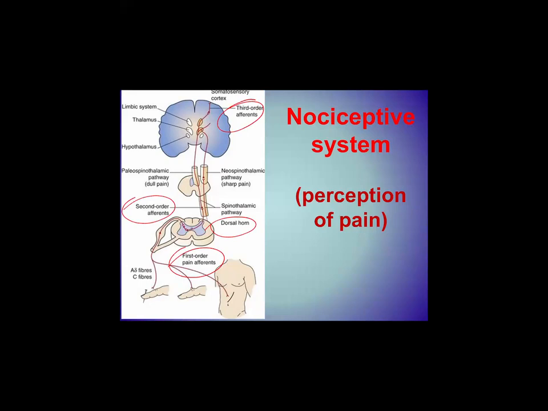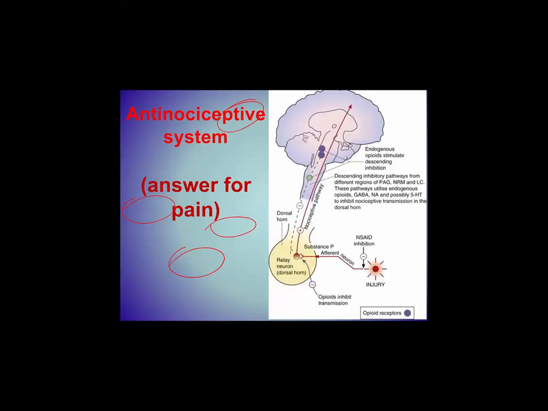And at the same time, the antinociceptive system is involved. In the antinociceptive system, we have opioids. Opioids inhibit transmission of information. So the opioid system, which we have in our body, is trying to suppress the transmission of the pain signal. Substance P is involved, and through the nociceptive pathway it goes to the CNS, and endogenous opioids stimulate descending inhibition.